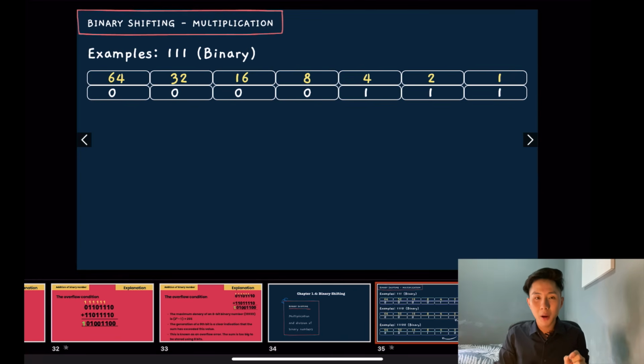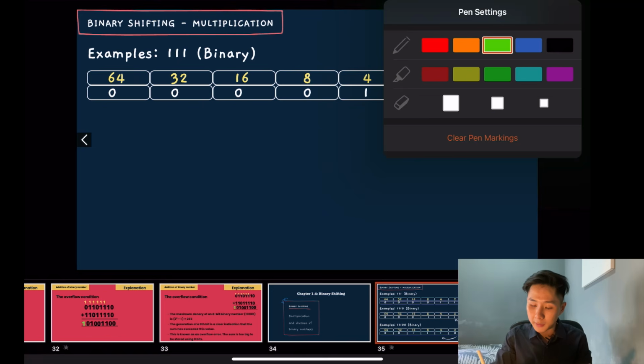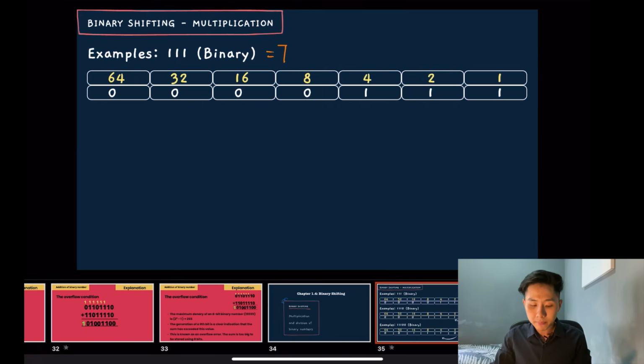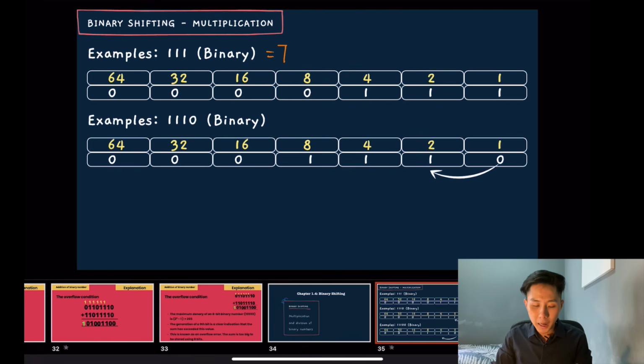So we have the binary value 111 here. And 111 in denary, we can just use back the method that we learned, multiplying the place value by the digit's value, which gives us the value of 7. Okay, so let's try to shift this binary value 111 to the left, in which we will move each digit one place to the left. So when we move 111 to the left, we get 1110 instead.